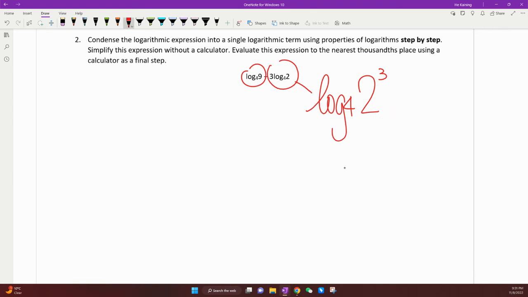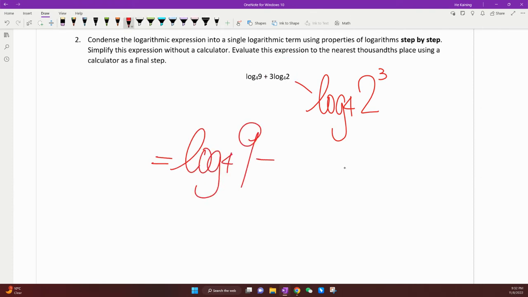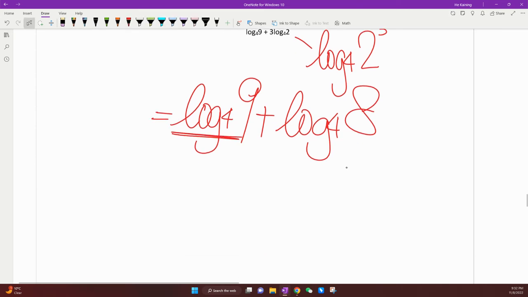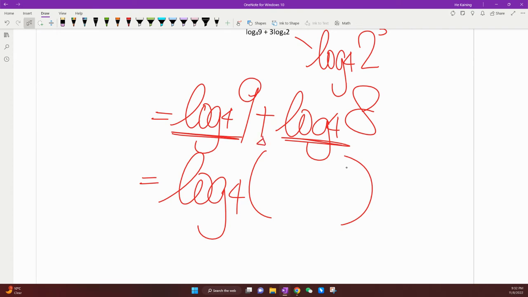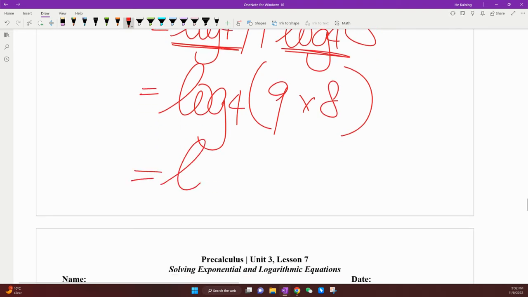If you can easily tell, 2 to the third power is just an 8, right? So you can actually make this log base 4 of 9 minus, is it minus? Oh, sorry, actually it's a plus. And then log base 4 of 8. Based on that, this is good to combine. I'm going to have a log base 4 with a parentheses because it's a plus sign, with the product rule telling you that it's going to be 9 times 8. Sorry, this 8 is ugly. As an answer, you're going to have log base 4 of 72.